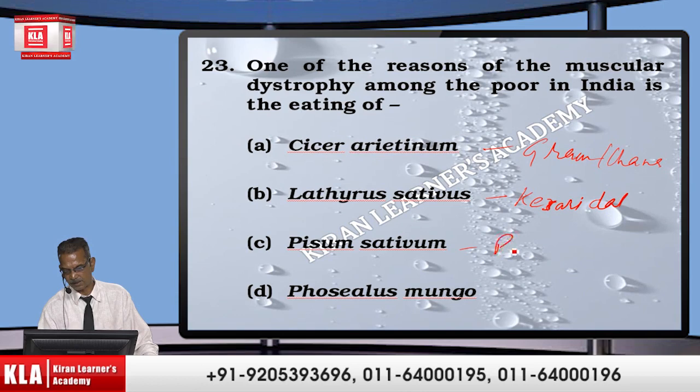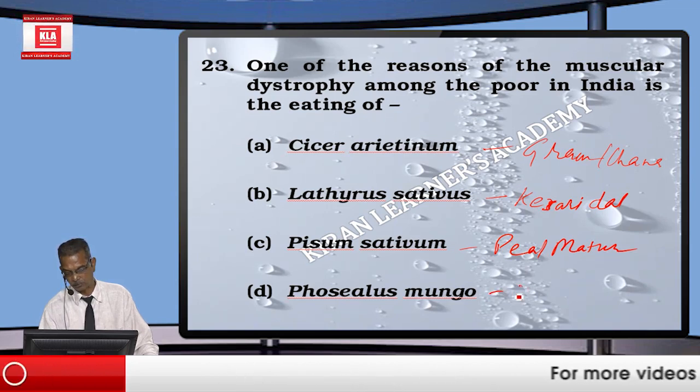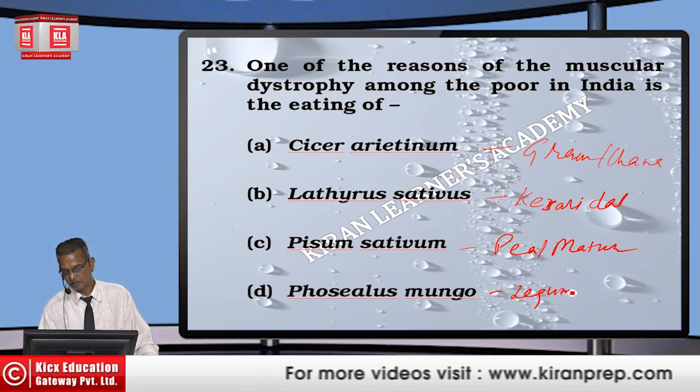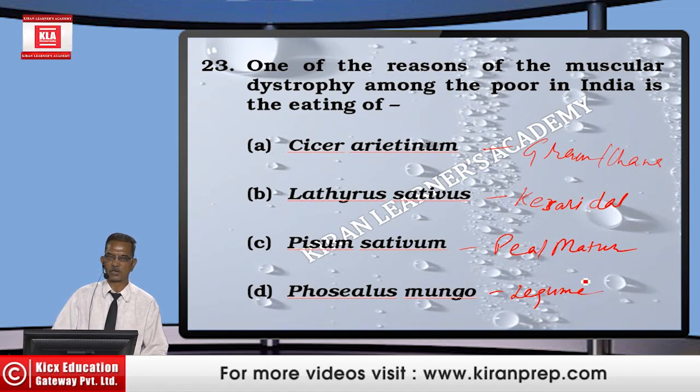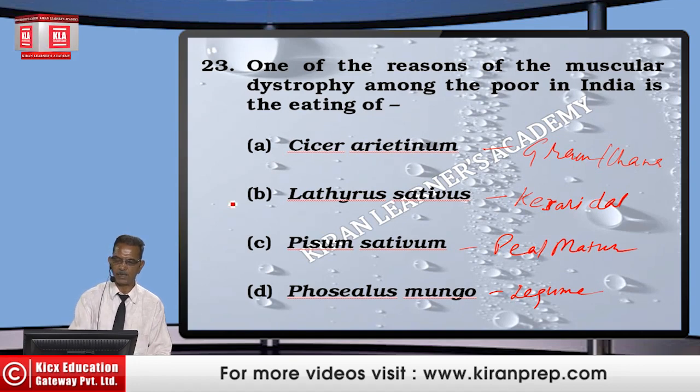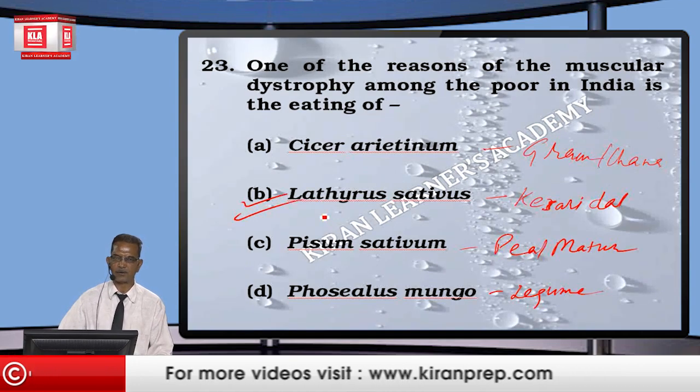Pisum sativum is pea, what you call as mutter. Phaseolus mungo is a legume. Now, eating which of them causes muscular dystrophy? It is B, Lathyrus sativus.